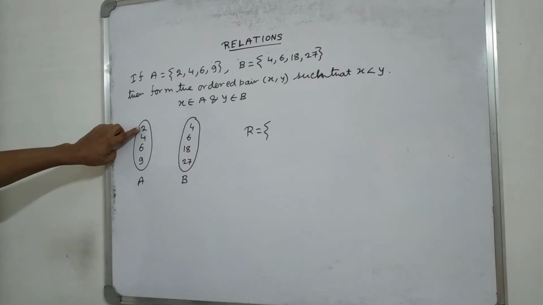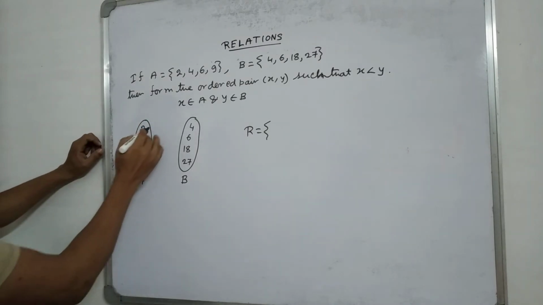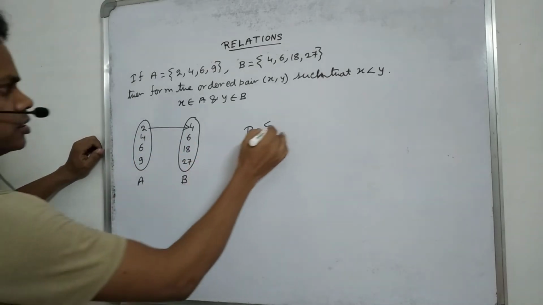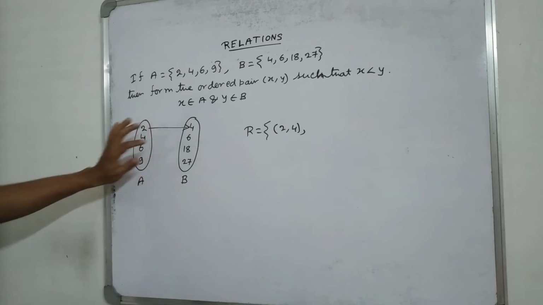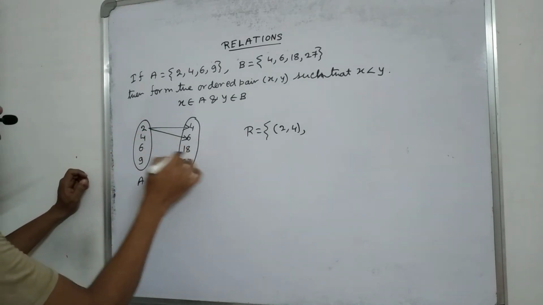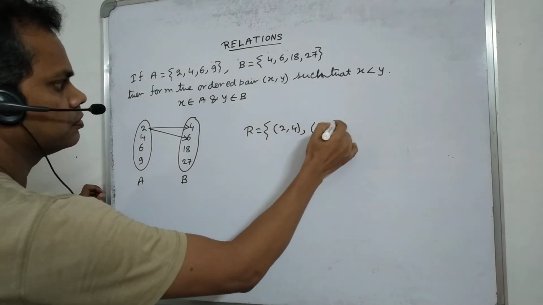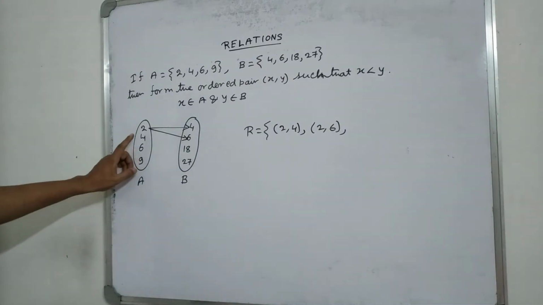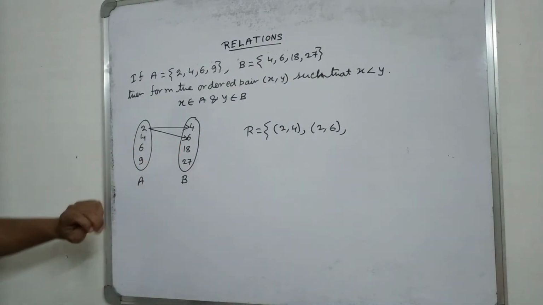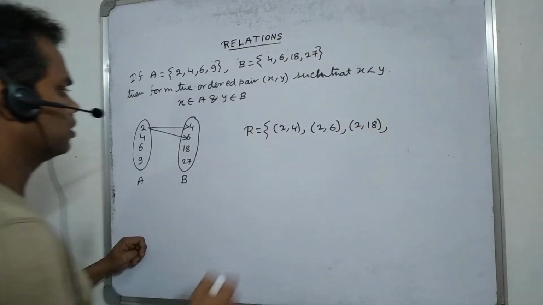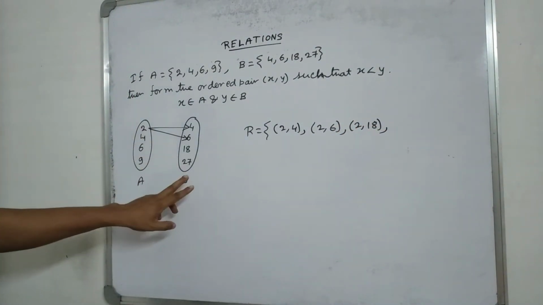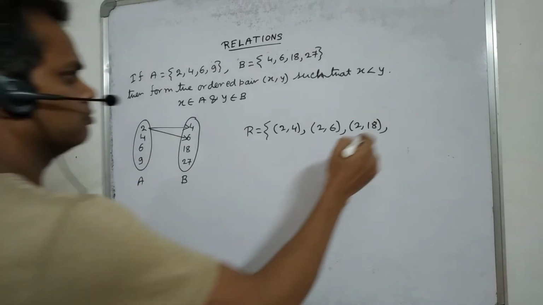Now see that 2 is less than 4, so 2 and 4 have a relation. 2 is less than 6 is another relation. 2 is less than 18 is another relation. 2 is less than 27 is another relation.